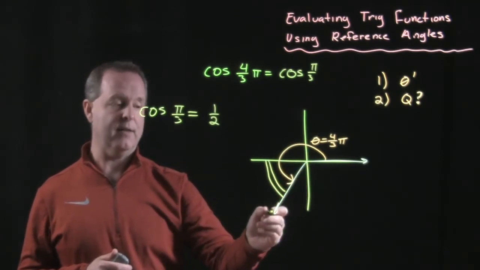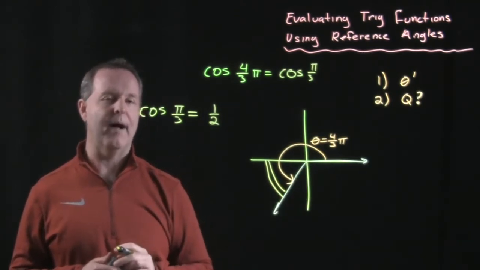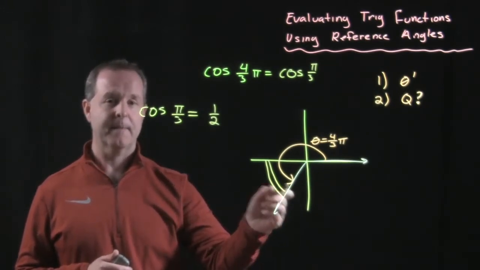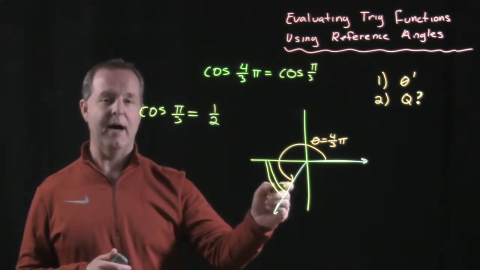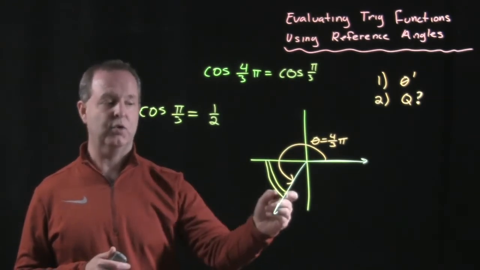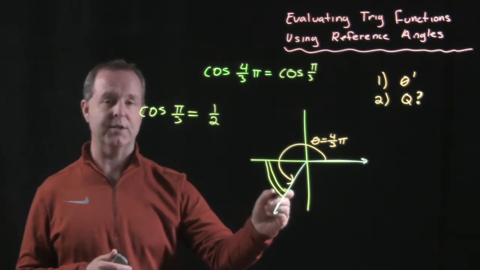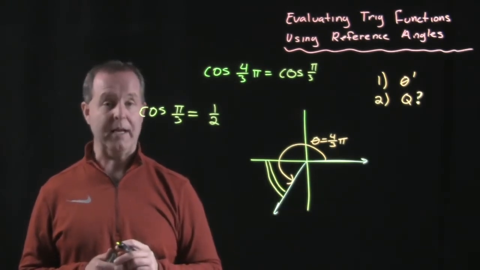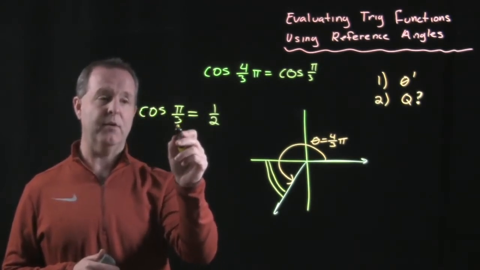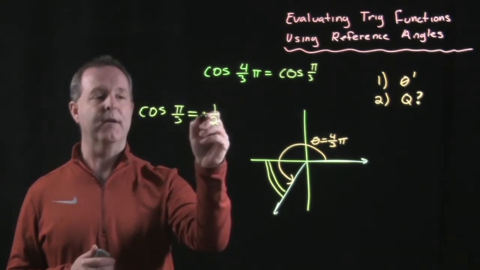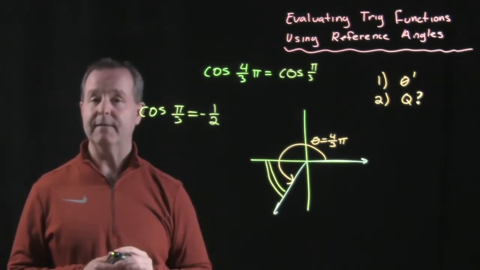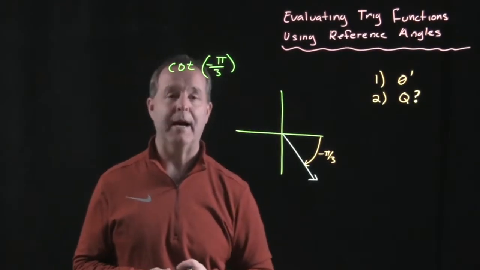Okay, notice that I'm in the third quadrant. What do we know about the positive trig functions in the third quadrant? Well, what we remember from the "all students take calculus" mnemonic is that only the tangent and its reciprocal cotangent are positive in the third quadrant. So anything else would be negative. Therefore, cosine of pi thirds, which equals 1/2, is going to have a negative value. So what is the cosine of 4/3 pi? It is negative 1/2.